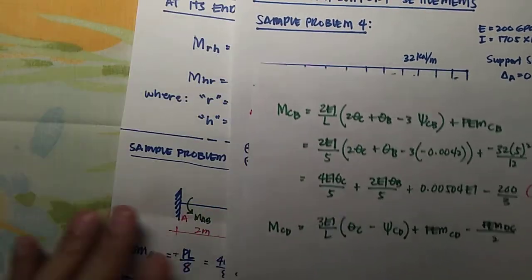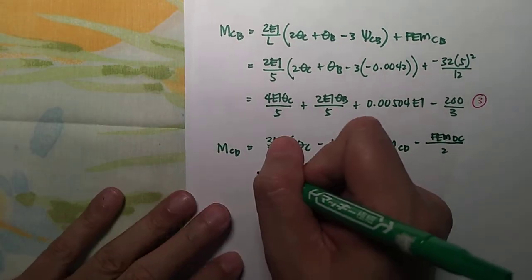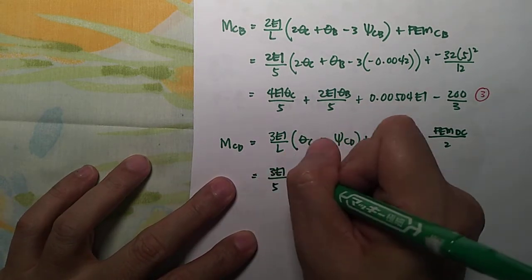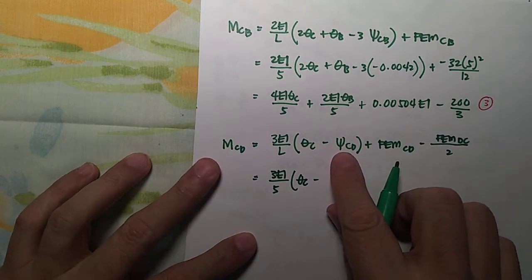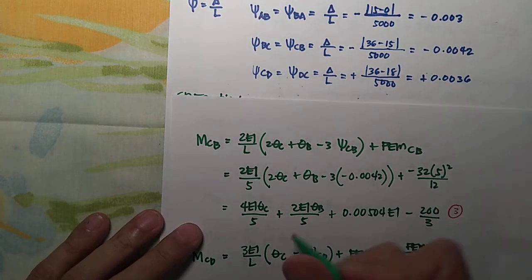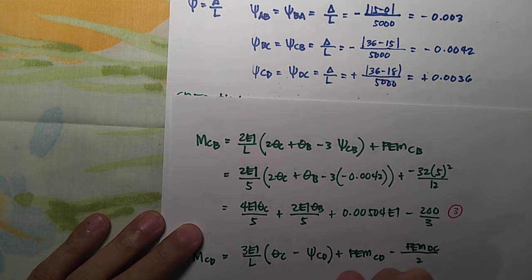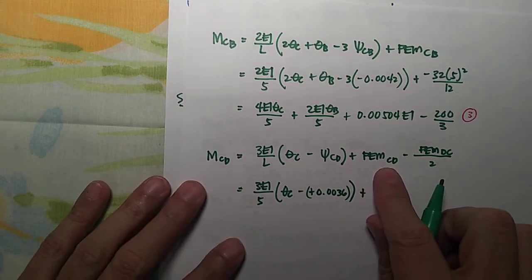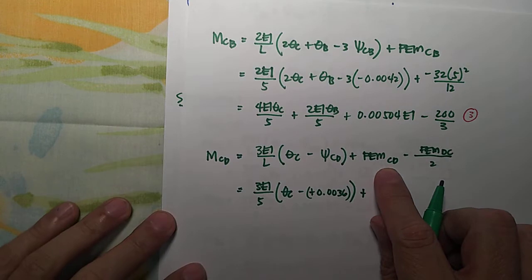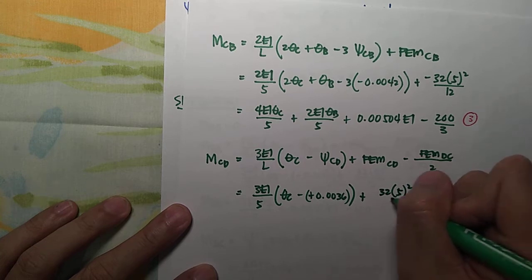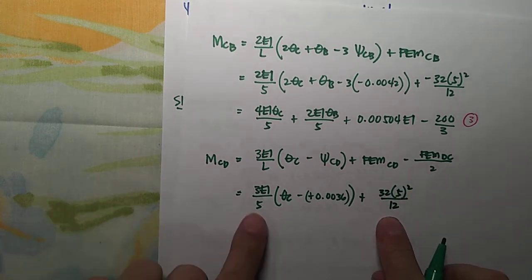Substitute natin. Okay, so this becomes 3EI over L is 5 theta C minus, what is psi CD? Psi CD is positive 0.0036. Okay? Then plus, what is the fixed end moment for CD? O CD, uniform load uli, WL square over 12, diba? W is 32, L is 5, square over 12. So, yan yung fixed end moment sa CD.